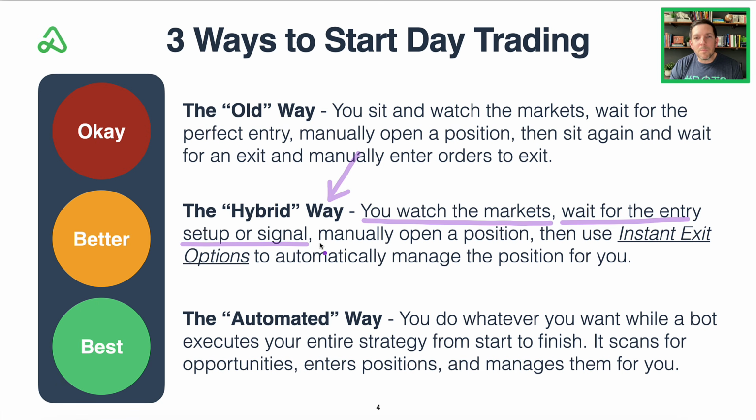So what you do is you manually open a position still. You are still in control of opening the position. And then what you can do is you can use exit options and instant exit options inside of Option Alpha, obviously, to automatically manage the position for you. So this is why we take this hybrid approach, which is a significantly better approach because now you're doing the best thing you can do as a trader, which is potentially trade execution, picking the setup or the strategy or the timing.